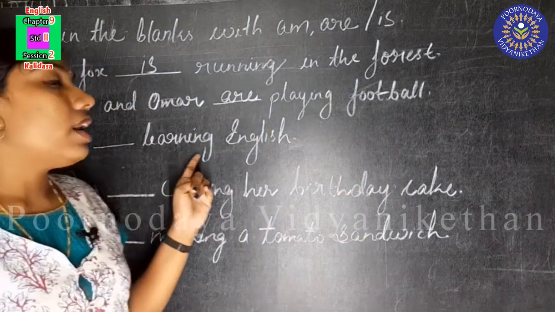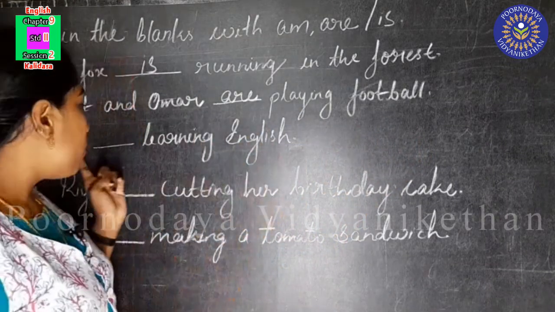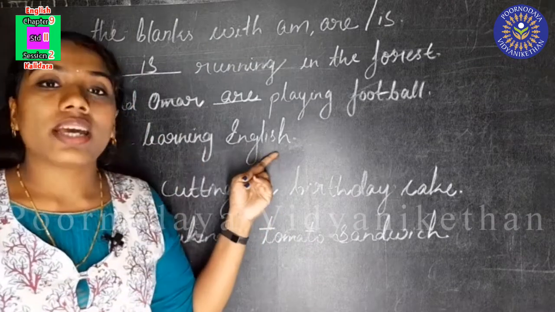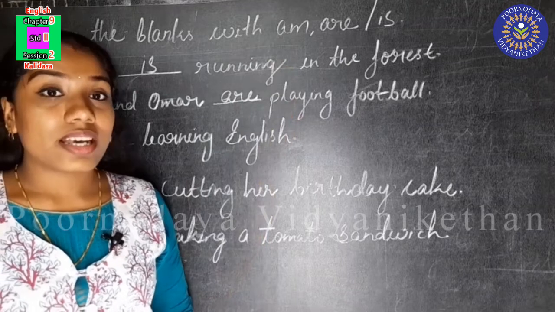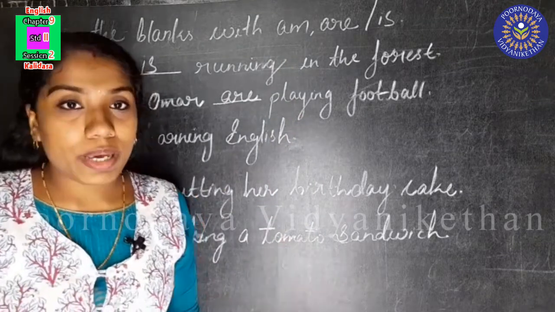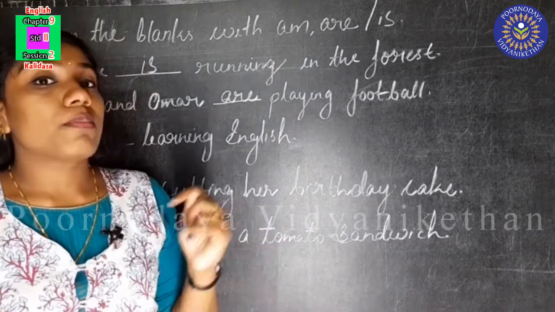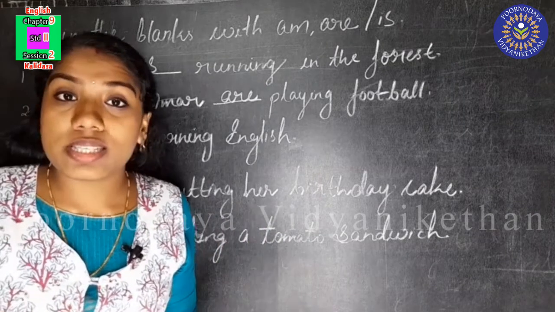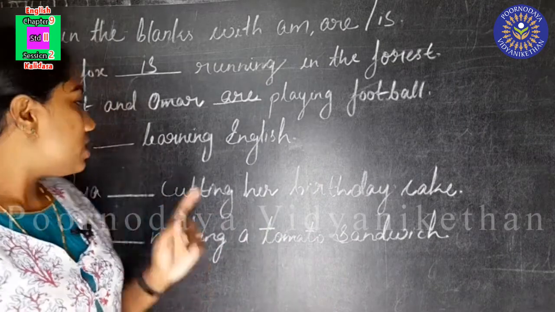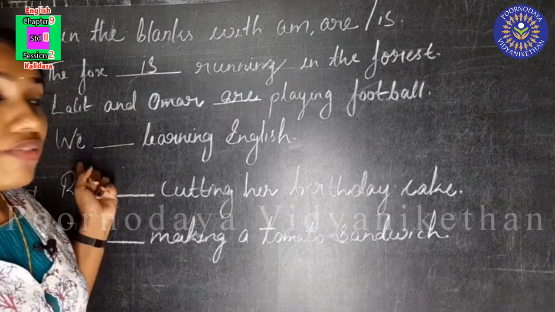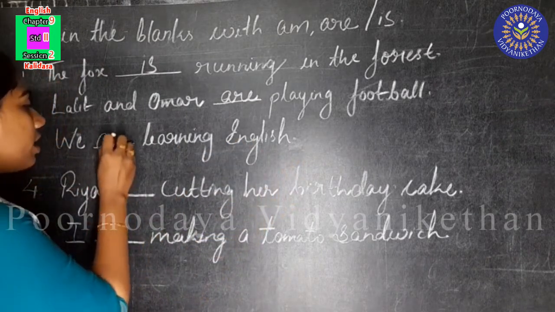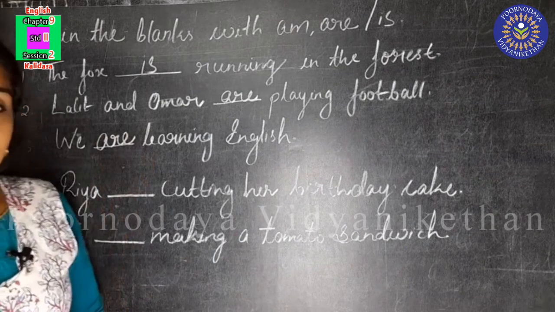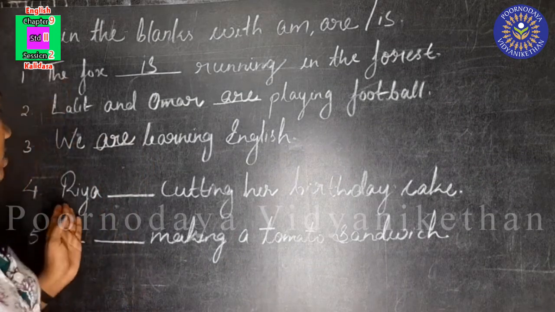We dash learning English. We are, because there are so many people. We is in plural form. There are so many people. So we can write here, we are learning English. Now see the next one.